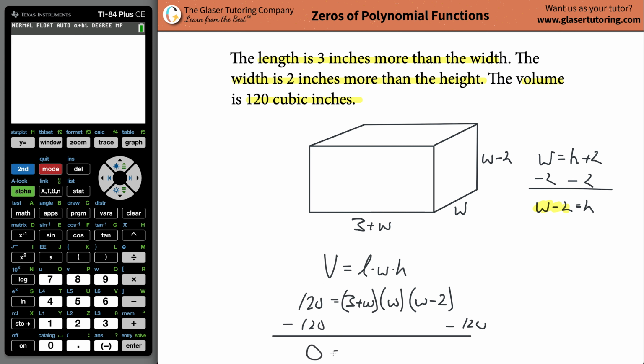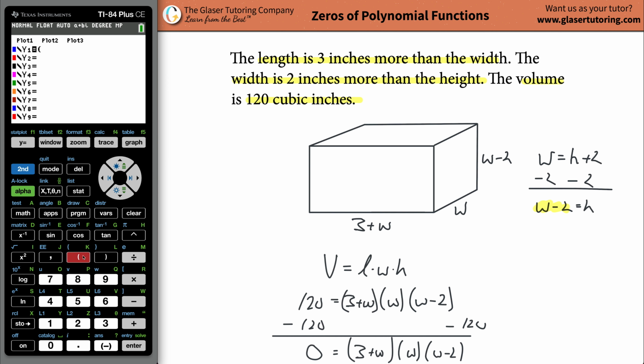So now 0 is going to be equal to 3 plus w, times w, times w minus 2. Now, the goal is to find a value of w that will make this equation true. What value of w can you plug in here that makes this thing 0? You could guess at some values, or you can use this calculator.